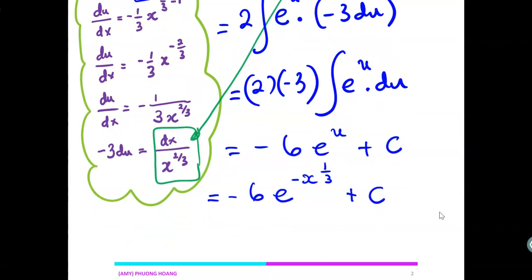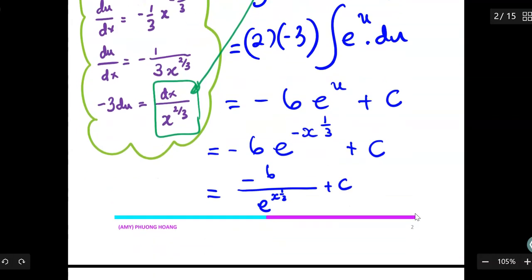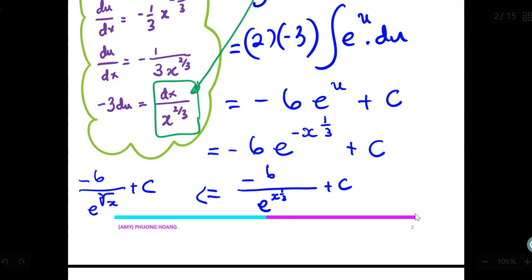Okay, and if you cannot write it as the negative exponent, what you can do is negative 3 divided by e raised to exponent x to the 1/3 plus c, or it can be written as negative 3 over e to the cube root of x plus c as the final answer.